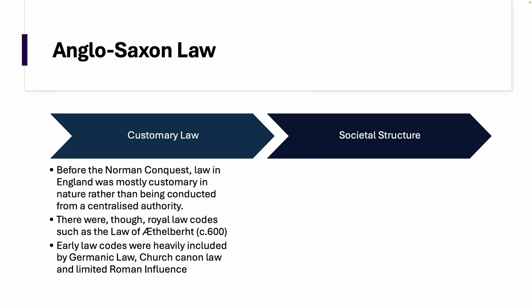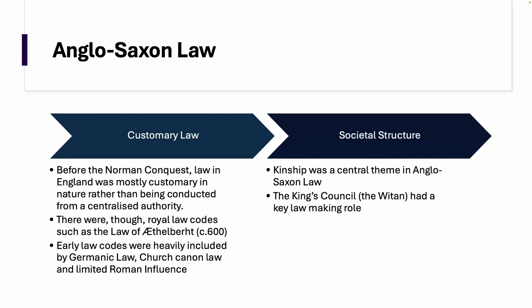In terms of the societal structure writ large, of course, kingship was central to the Anglo-Saxon system. Many legal concepts were organised around family and kin groups rather than by the state or by any kind of individual in a more modern sense. You would also have the King's Council, sometimes known as the Witan, that served as a rudimentary legislative institution at the time. Kings consulted their nobles on things like laws, and some codes explicitly recorded this joint lawmaking decision.